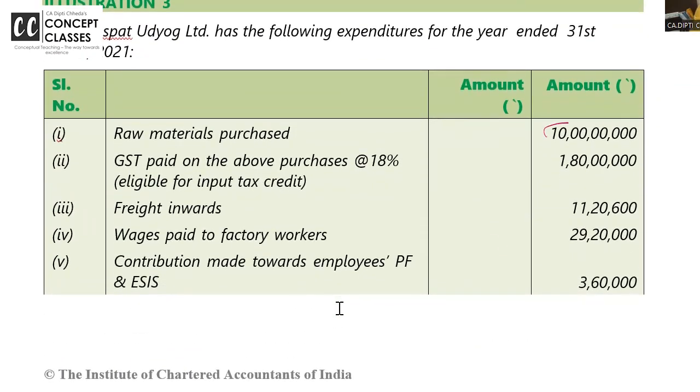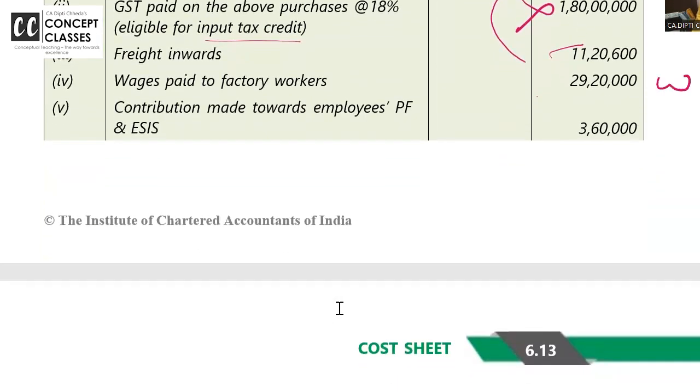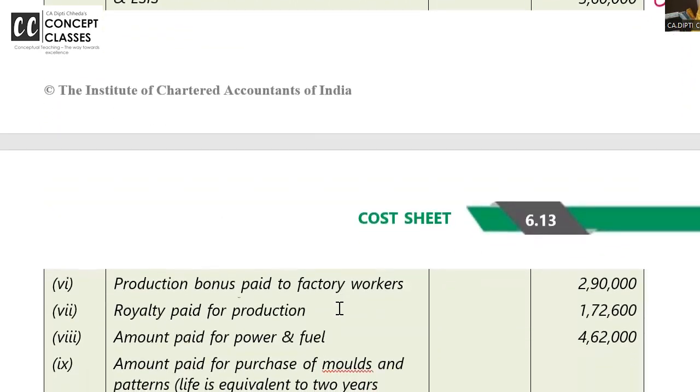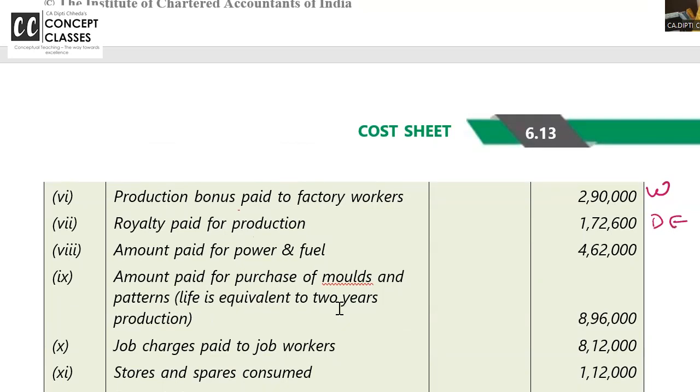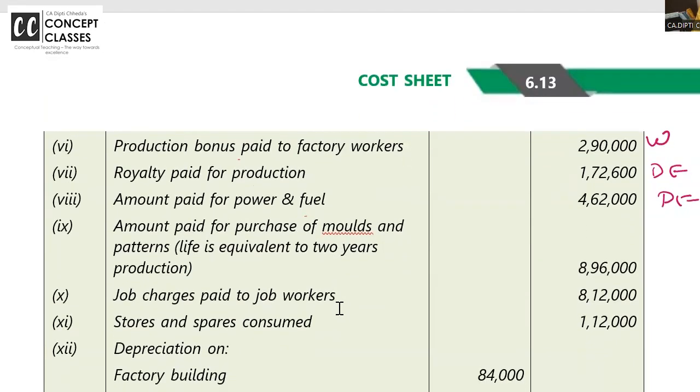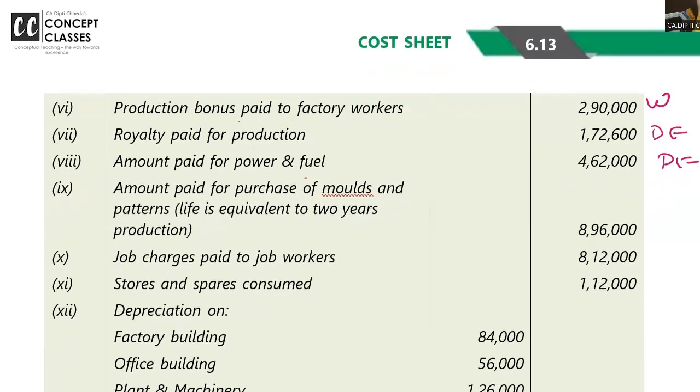Like raw material purchases. It's a part of material consumed. GST on above, we will not take. Because we are availing input tax credit, we will not add it to the cost of purchase. And so we will not take it in the cost sheet. Freight inward, we will add it to the material purchase. Wages. Now wages is having direct wages. PF, ESIC, bonus to the workers, all this will come in wages. Royalty for production, direct expenses, power and fuel, direct expenses. Amount paid for the purchase of mold and all, and the life is 2 years. So if you divide by 2, you will get per year's expense. And that expense, mold, jigs and all will be a part of direct expenses.